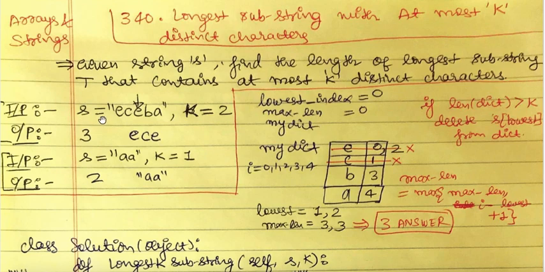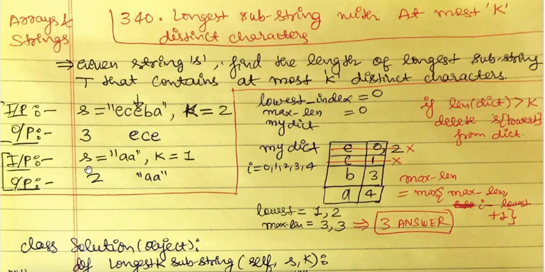So consider the string eceba. Clearly the e is repeating and k is equal to 2. So we have to use only 2 distinct characters and find the longest substring. Clearly the answer is ece, which is 3. So ece has 2 times e and 1 time c, just 2 characters e and c, and the length is 3. So this is the maximum we can do.